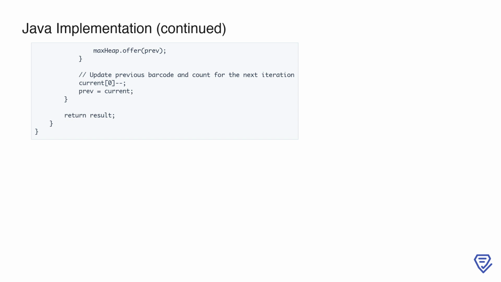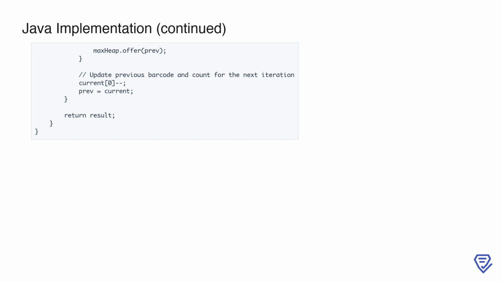This ensures that barcodes are only reused when necessary and helps maintain the condition that no two adjacent barcodes are the same. After placing the current barcode, we update its frequency and assign it to previous, so it becomes the last used barcode for the next iteration.